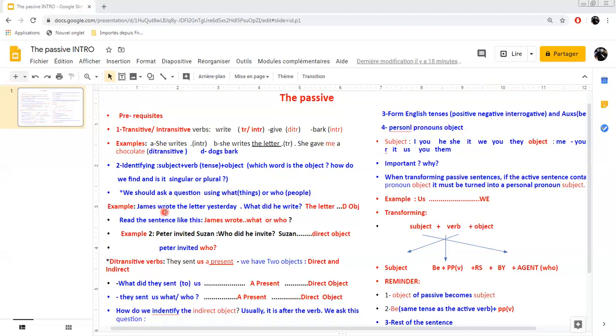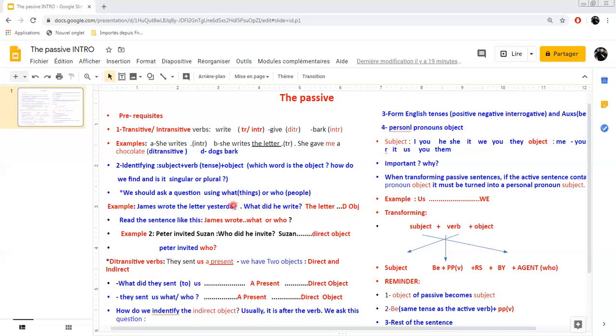Now, example: James wrote the letter yesterday. If I want to identify the direct object in this sentence, I say, what did he write yesterday? So my answer is the letter. Then the letter is the direct object, of course.